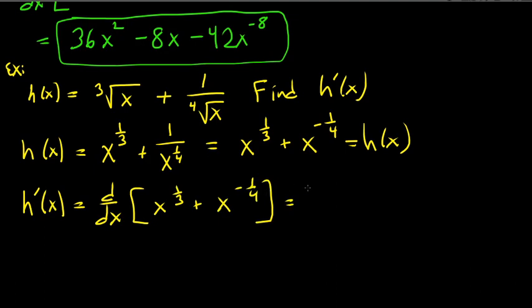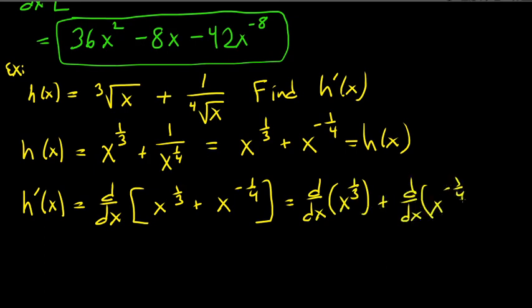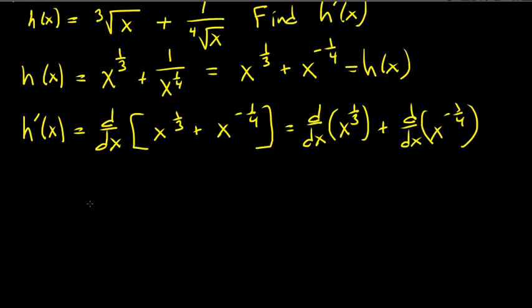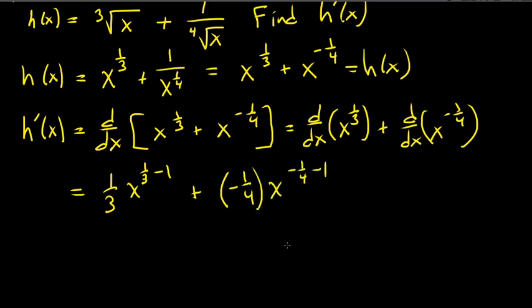Okay, so using the sum rule, we just take the derivative of x to the 1/3 plus the derivative of x to the negative 1/4. Got that so far? Now just use the power rule, right? So we bring the 1/3 in front. We multiply by x to the 1/3 minus 1. And then plus, well, we bring the negative 1/4 in front, so that'll end up subtracting. x to the negative 1/4 minus 1.